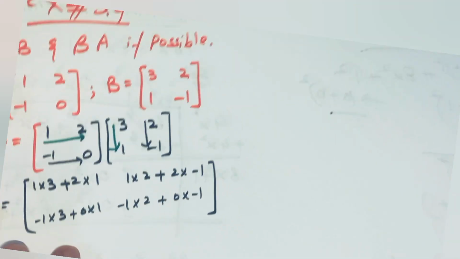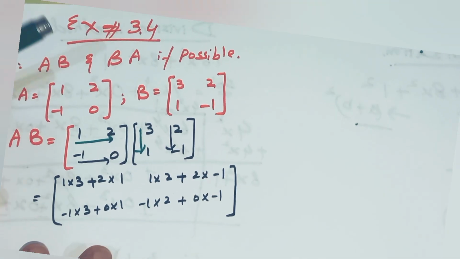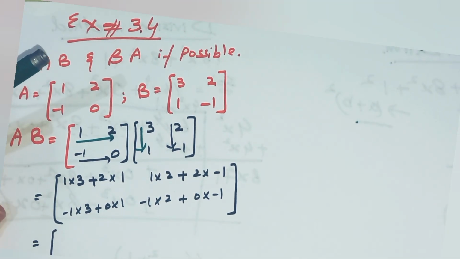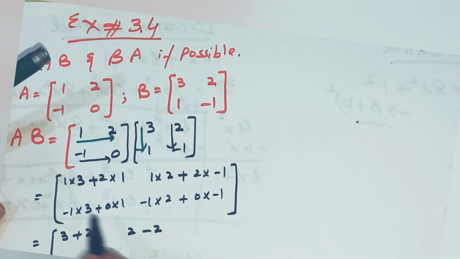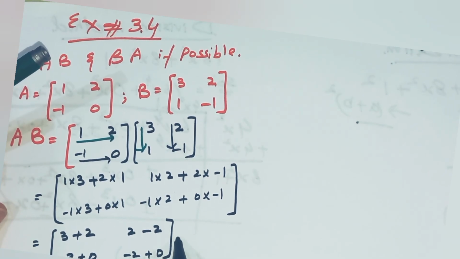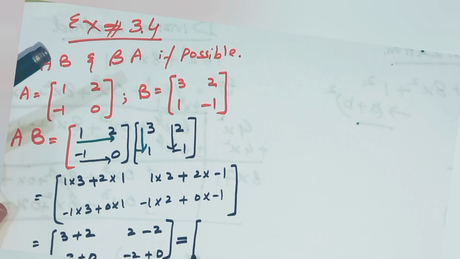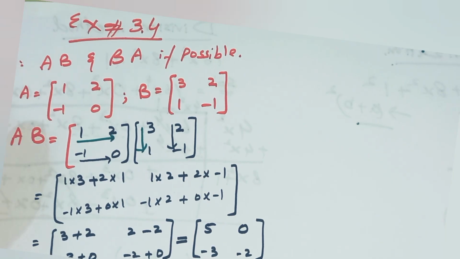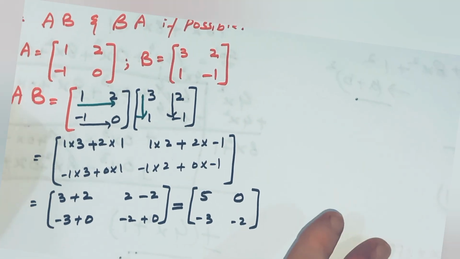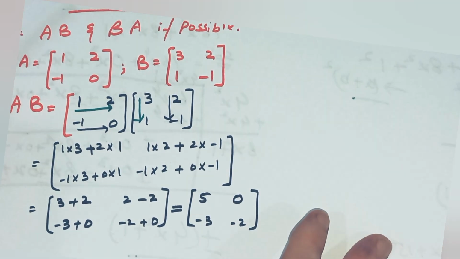Now according to the given conditions, plus and minus, for multiplication we write here: 1 multiplied by 3 is 3, 2 multiplied by 1 is 2, 1 multiplied by 2 is 2 minus 2, -3, 0, -2, 0. Okay, the answer is 5, 0, -3, -2. This is the answer of AB multiplication.